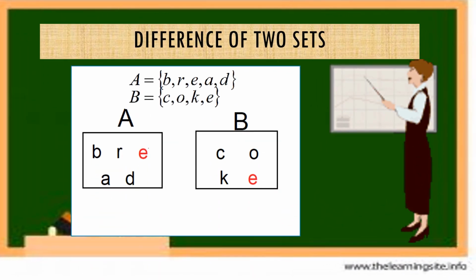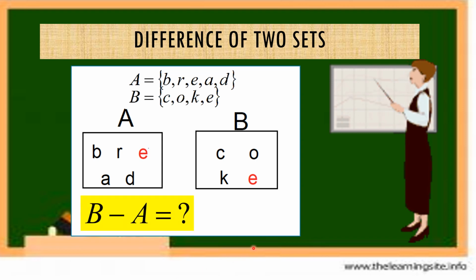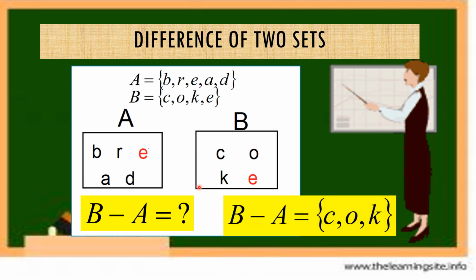So we have the same problem. But now we need to find B minus A. So again, we have a common element. The common element is A. What is in B that is not in A? The answers are C, O, and K.